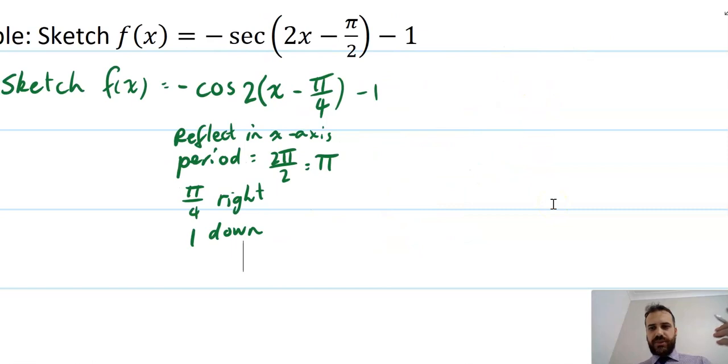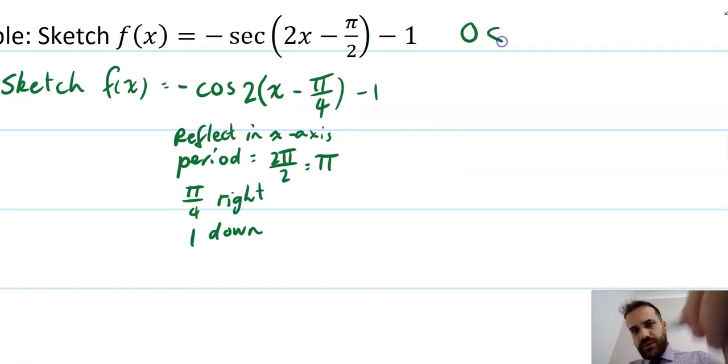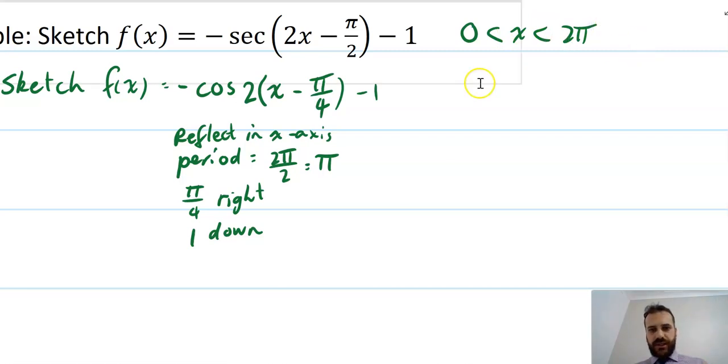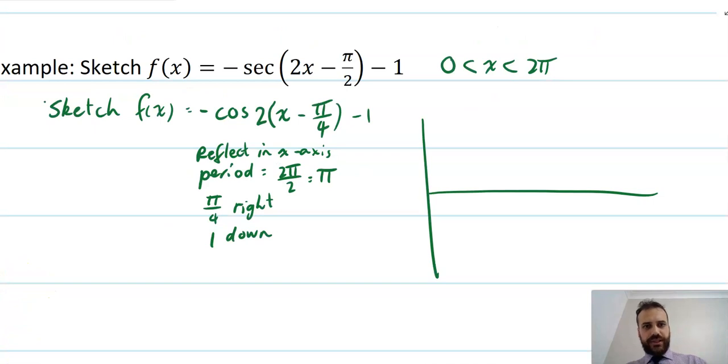Now, what am I going to sketch it between? Let's sketch it between 0 less than x less than 2 pi. Okay, let's just draw up a little Cartesian plane here. Then I just start drawing this thing up. So, 1 down, so the middle of this is going to be negative 1. It's got an amplitude of 1 still, so it's going to have a max of 0 and a min of negative 2. So I'll just put that in there like that. So there's like my set of train tracks that I'm going to go across.